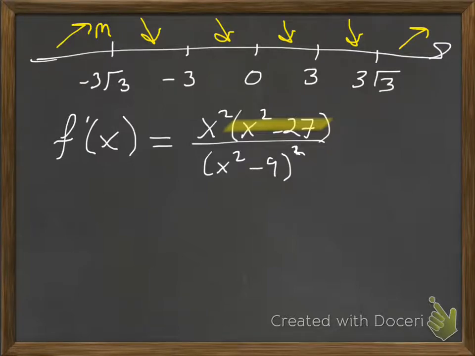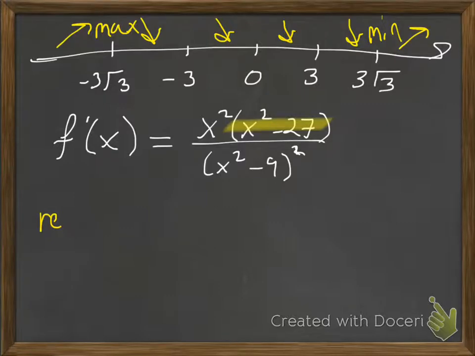So we're increasing from 3 root 3 to infinity. When I change from increasing to decreasing, like at negative 3 root 3, I have a max. Oops, that's not in the right place. That doesn't go there. We do not have a min right here. We have a min at 3 root 3.